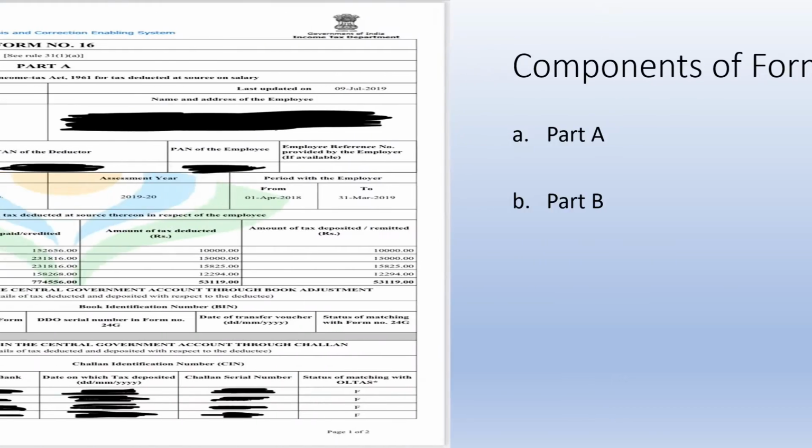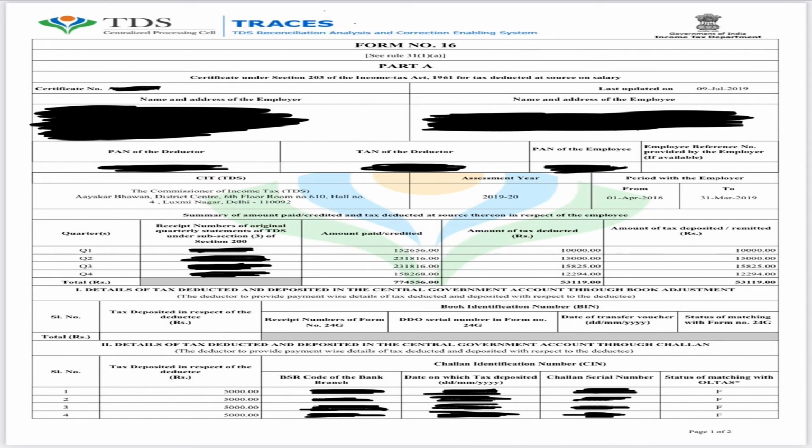And the components of Form 16. This Form 16 has two components. One is Part A and the other is Part B. Here is the sample of the Part A of Form 16.